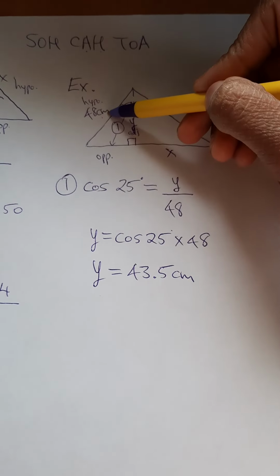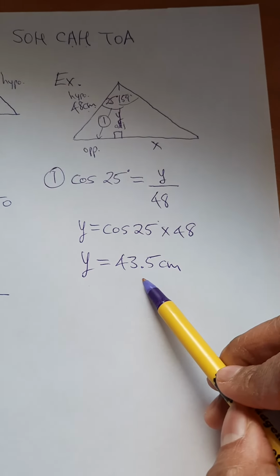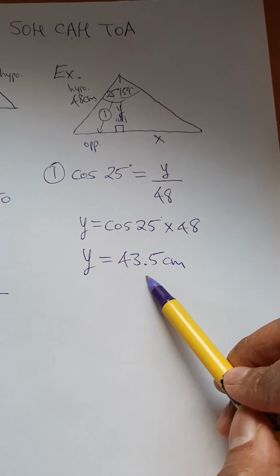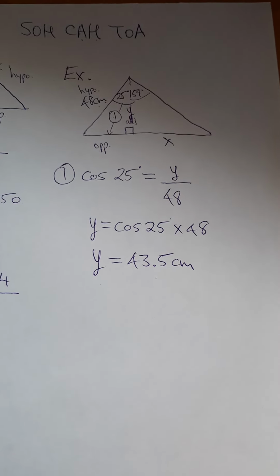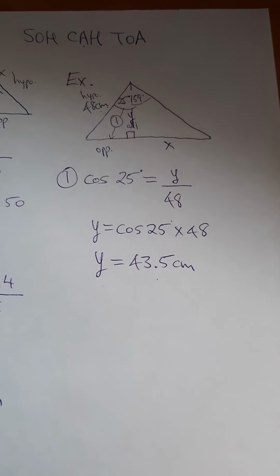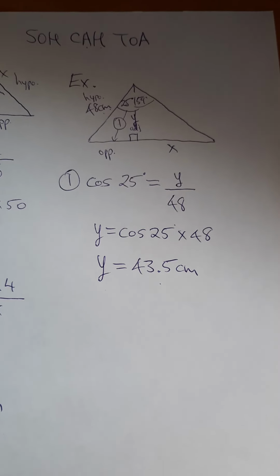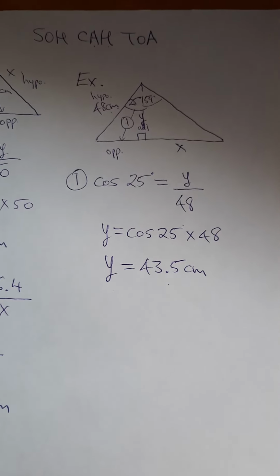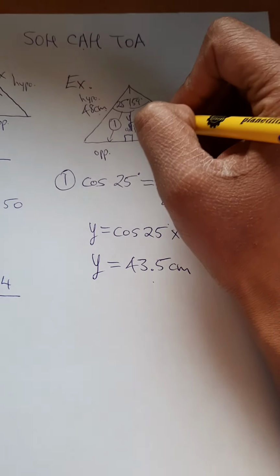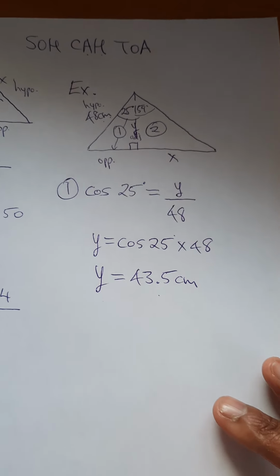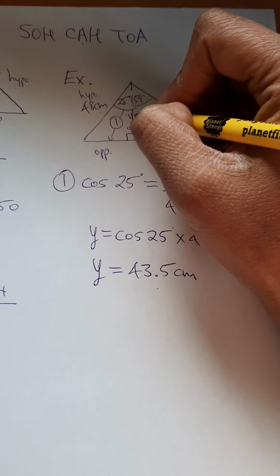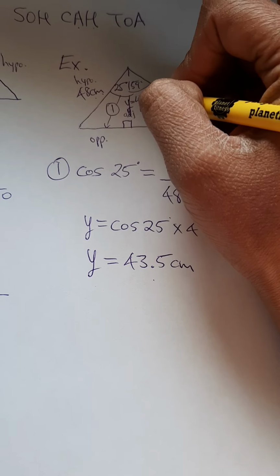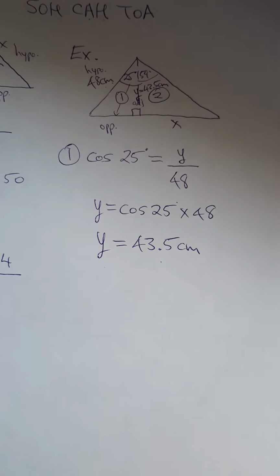Okay, one more time, we're doing a mental check. This is the hypotenuse, it's 48 centimeters, and the value of one of the sides of the triangle is 43.5 centimeters. So it has to be less than the hypotenuse, which it is in this case. Any questions so far? Good. So we're going to go to that second triangle now. Let's write out our value here: y is equal to 43.5 centimeters.